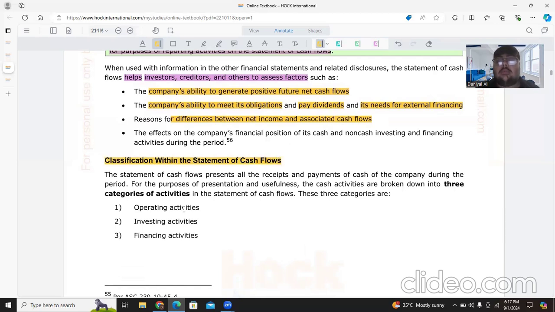You got to see the three major categories or classifications. It explains the statement of cash flows presents all receipts and payments of cash of a company during the period. For the purpose of presentation usefulness, the cash activities are broken into three categories. We already know that there are three categories, and very importantly, these are operating activities, investing activities, and financing activities.